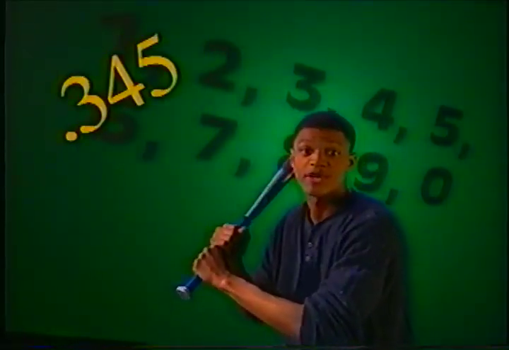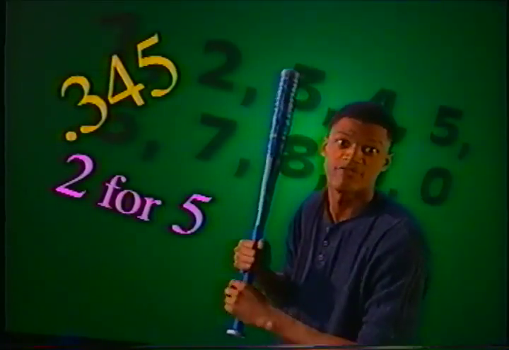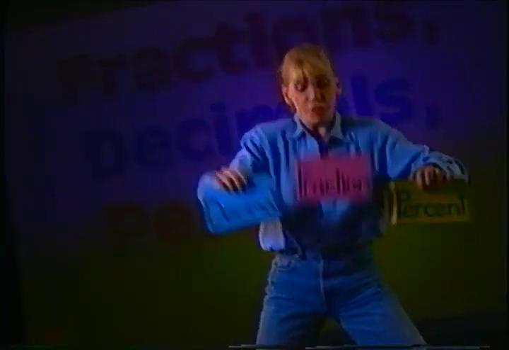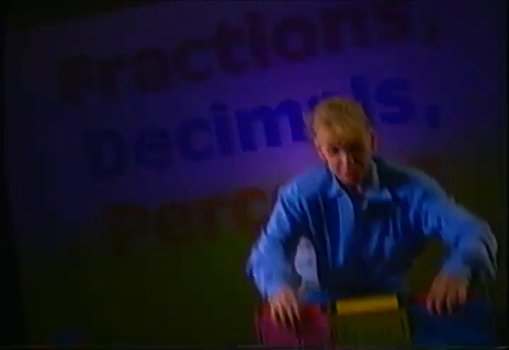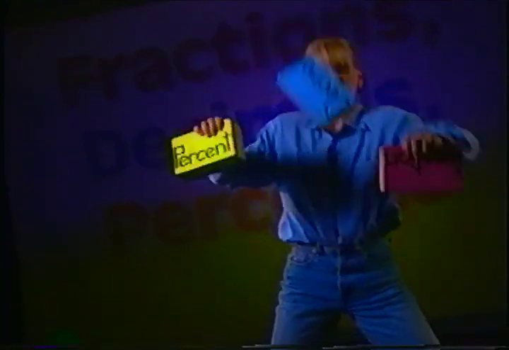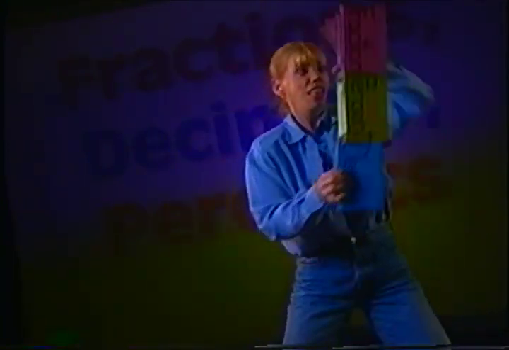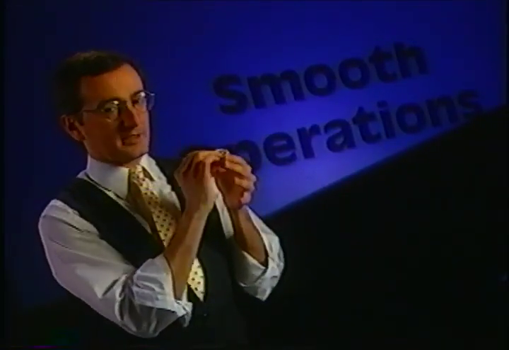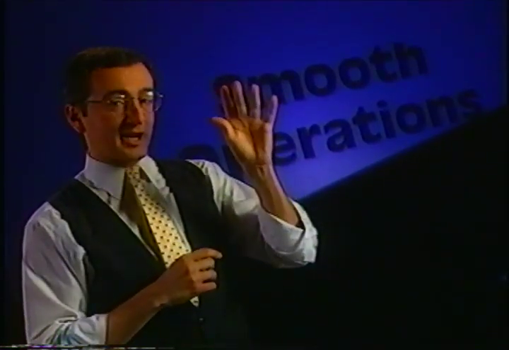Or what if you had a 345 batting average and you went 2 for 5? Does the average go up or down? Having a handle on fractions, decimals, and percents will help you solve problems like this in a flash. You've just seen how they're all connected. Now find out if your mind is quicker than your eye.